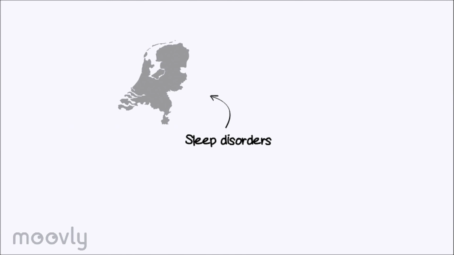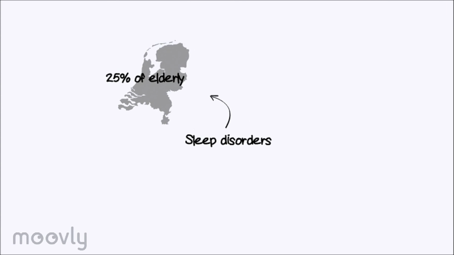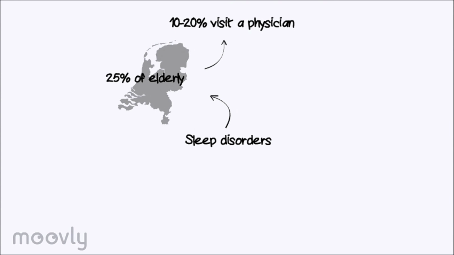First, the sleep disorders. For instance, in the Netherlands, 25% of the elderly has a sleeping disorder. 10 to 20% of those visit a physician, which means that a lot of people have a sleeping disorder and they don't know and they cannot be treated.